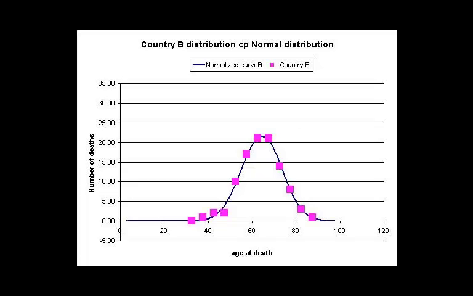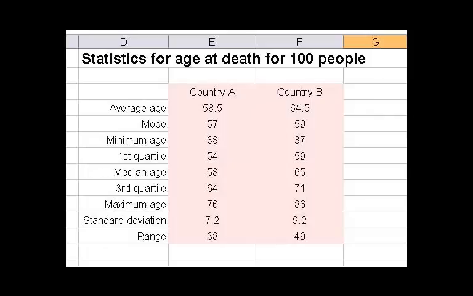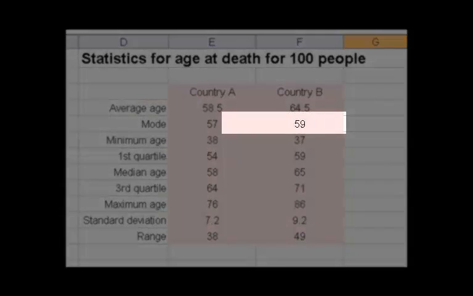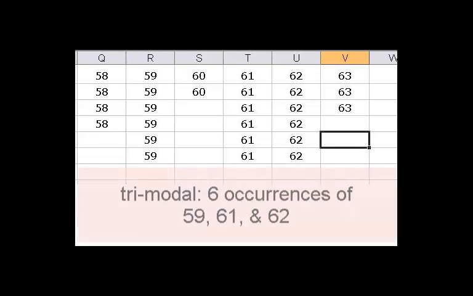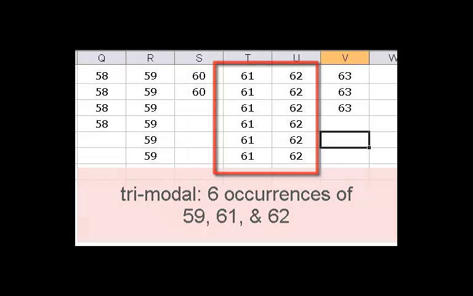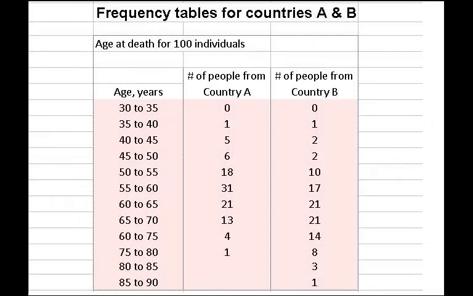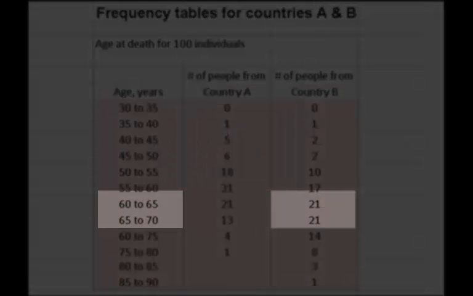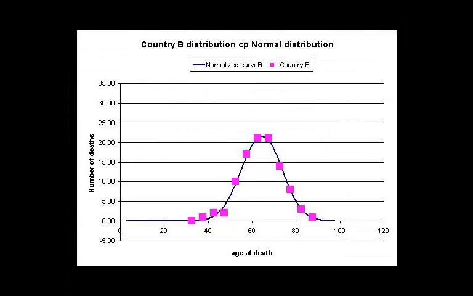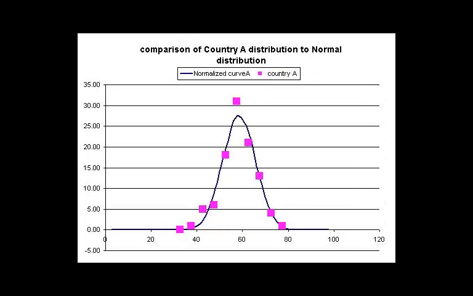So why is it that the mode was so different? Let's have a look at the data again. The mode function in Excel will only calculate the first mode. Here's the data again in more detail, and you can see that there are actually 3 modes, 59, 61, and 62. By categorizing our data in groups of 5 years, it smooths out the curve and we can get a better idea of the distribution. So in country B, the age at death is normally distributed. Country A is also normally distributed.